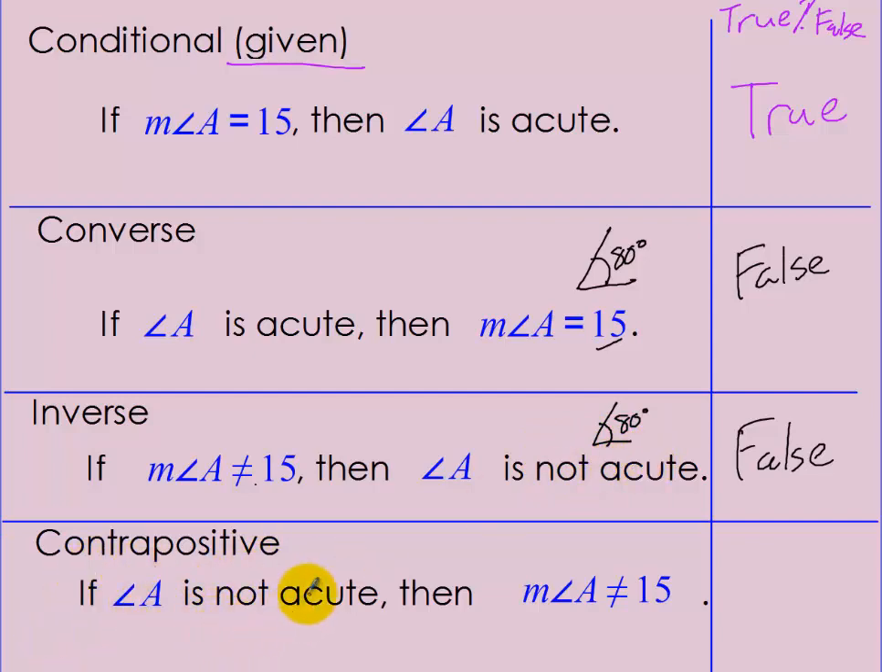Contrapositive: if angle A is not acute, then the measure of angle A is not equal to 15. This is true. Because if it's not acute, that means it's either a right angle, a straight angle of 180 degrees, or an obtuse angle, which is greater than 90 degrees. All of those conditions are not equal to 15, so this is true. So these are different ways of rearranging our conditional, but just because the conditional is true doesn't mean all the others are true. You've got to think logically.